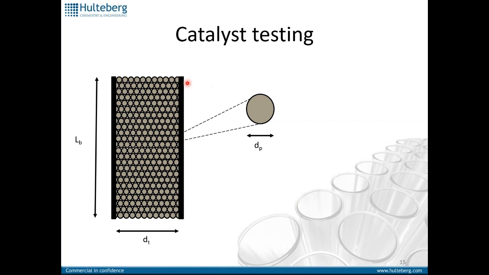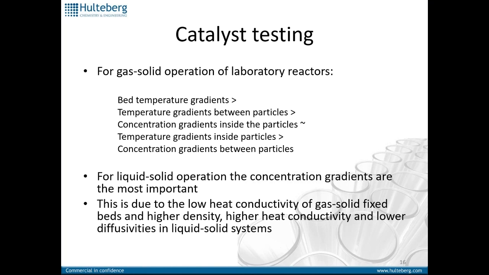So we have the reactor walls here. We have catalyst particles inside the reactor, the brownish grains here. We have the diameter of the reactor, which is dt, the inner reactor tube diameter. We have lb, which is the bed length, and then we also have dp, which is the particle diameter. And before we go to the equations, we could just make some general statements.